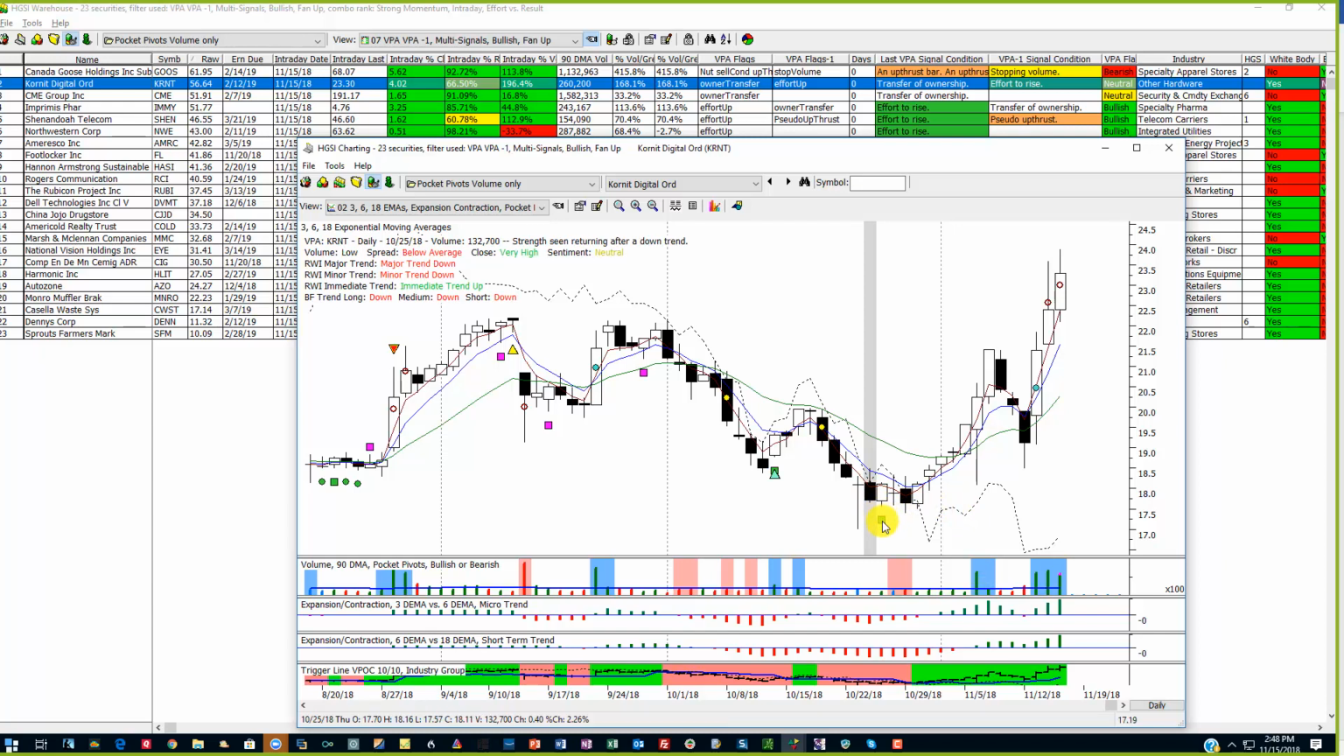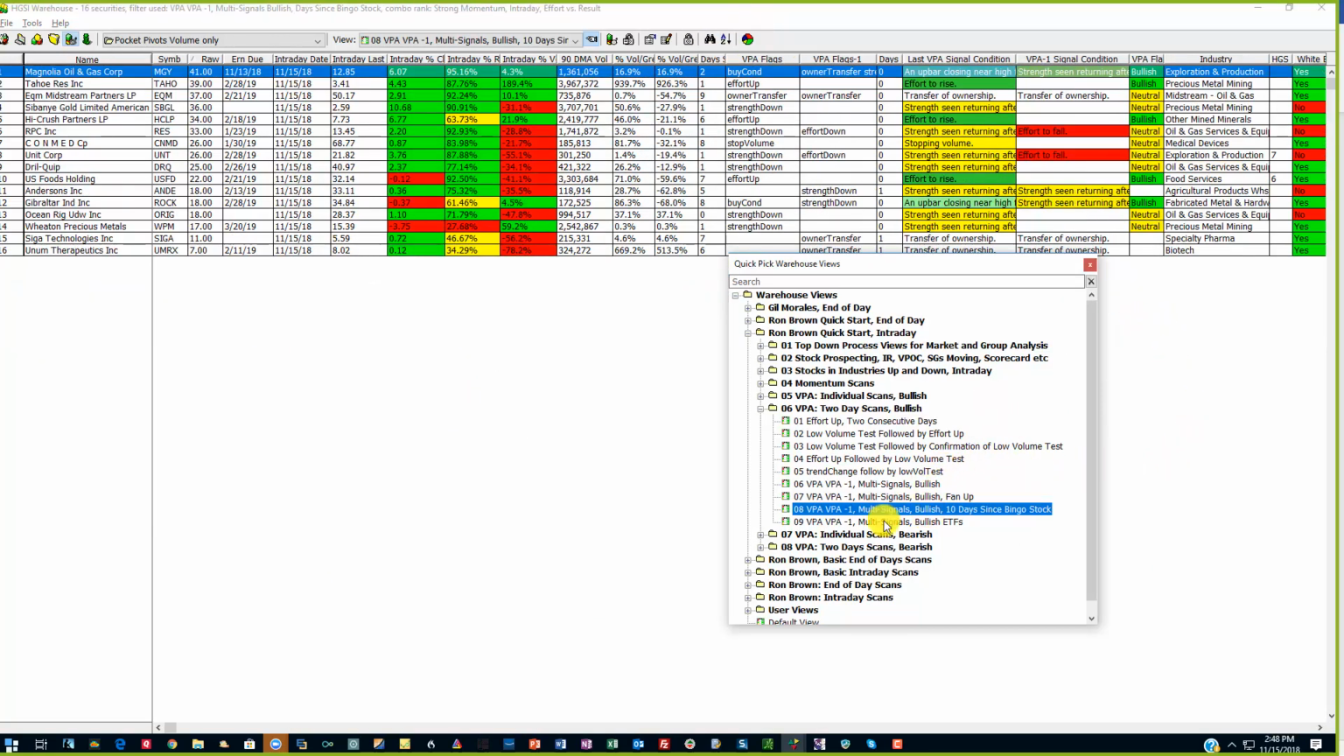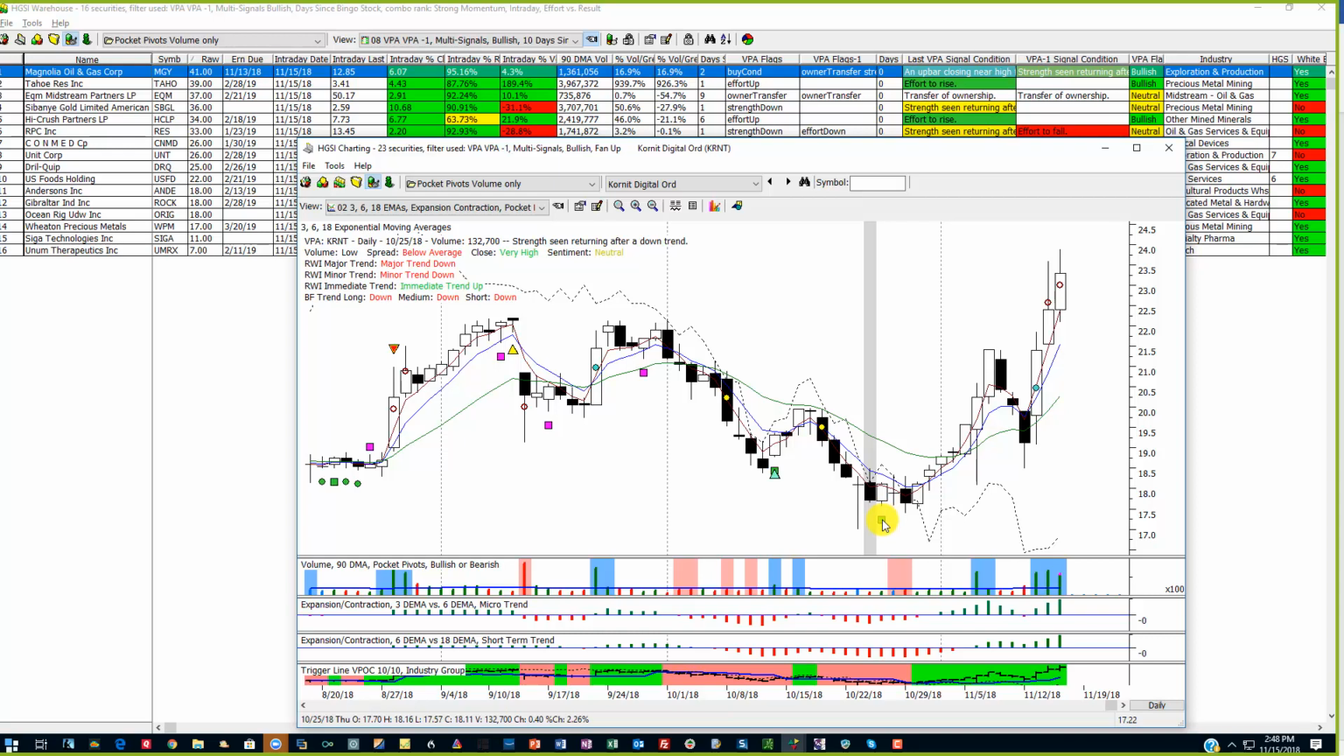Now, this would have appeared right here through this screen, and it would have appeared also in this one right here, number 8. Multi-signals bullish 10 days since a bingo stock. How do I know it appeared there? Because it met the criteria. Now let me bring that chart up again. Okay, right here is your bingo. And if a VPA flag appears within 10 days, this stock is going to appear through this screen.